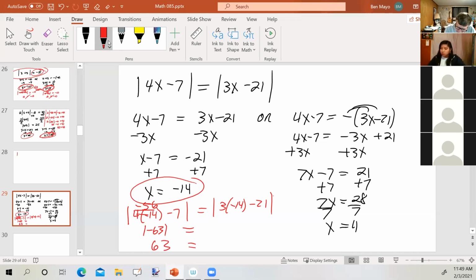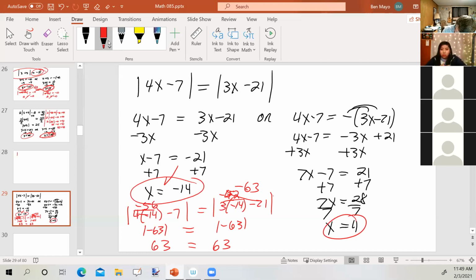On the right side of that equation, 3 times -14 is -42. -42 minus 21 is -63. And the absolute value of -63 is 63. So the solution checks. All right, now we've got the other possibility, x equals 4.